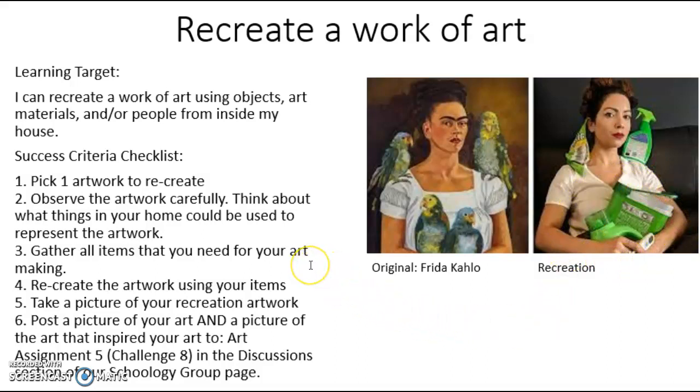Okay. Number 3, gather all items that you need for your art. This might be people, pets, toys, anything from your house that you need. Number 4, recreate the artwork using your items. Okay, so set up your picture. Number 5, take the picture of your recreation. Okay, and last but not least, you want to post the picture of your artwork, and if you guys can, include the original artwork. Okay, save a picture of the original artwork and include that with your post so that we can look at them side by side.